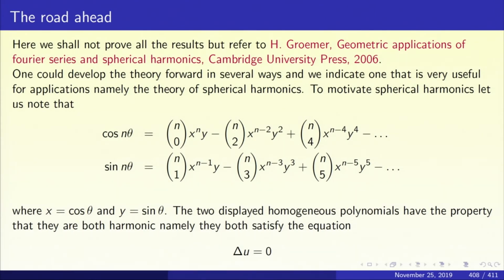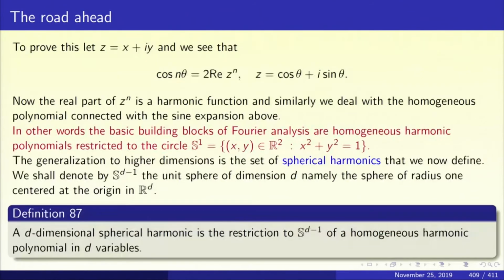X is cos theta and y is sin theta. These are very, very familiar expressions, and we can derive them using de Moivre's formula. But the two polynomials that you see displayed on the right hand side, they are both harmonic polynomials. They satisfy Laplace's equation, Laplacian of u equal to 0. To prove that they are harmonic, you simply put z equal to x plus iy.